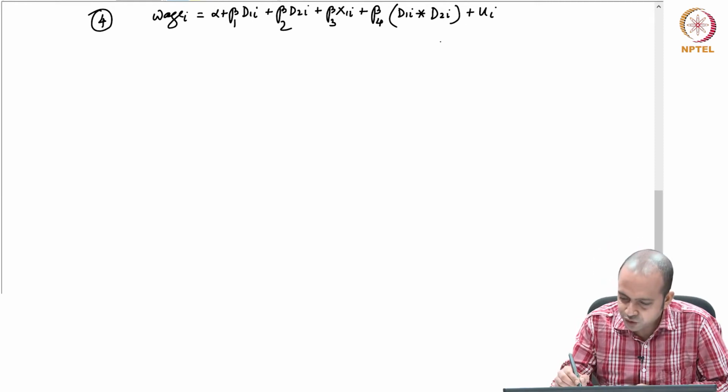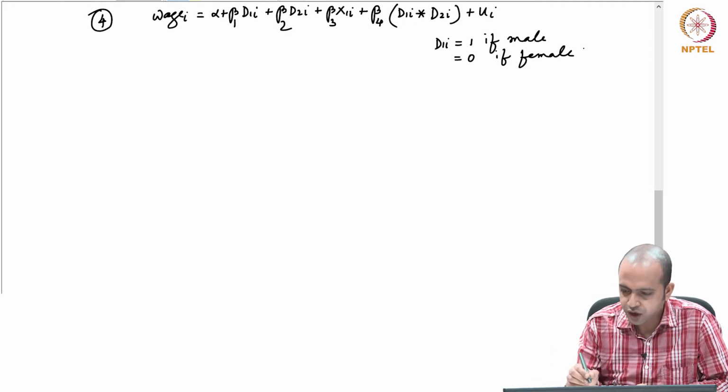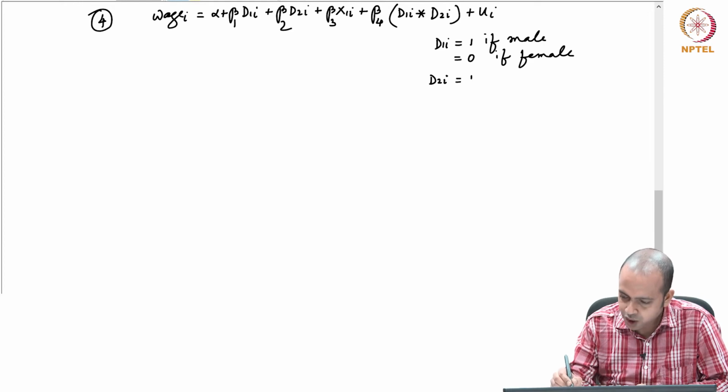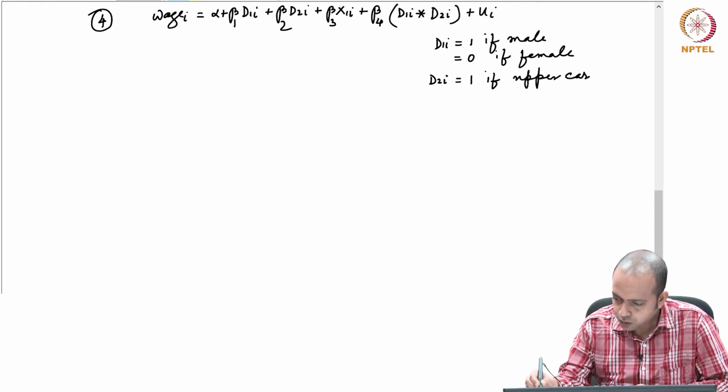How have we defined d1i and d2i? d1i as usual equals 1 if male and 0 if female, and d2i equals 1 if upper caste and 0 if lower caste.